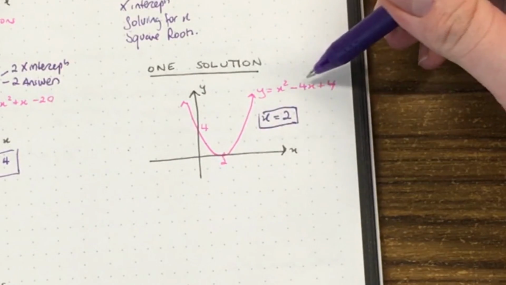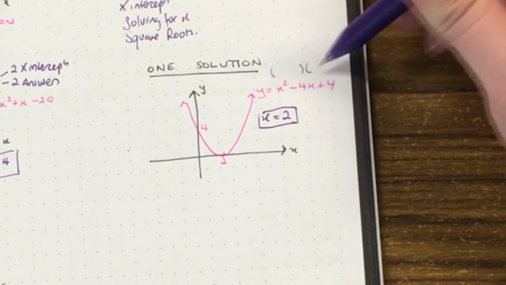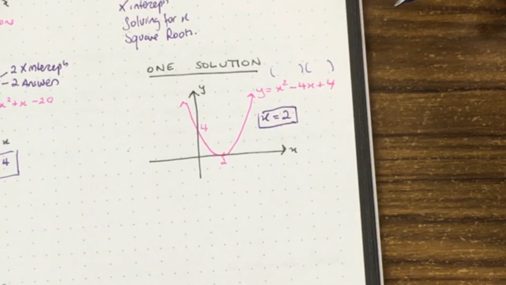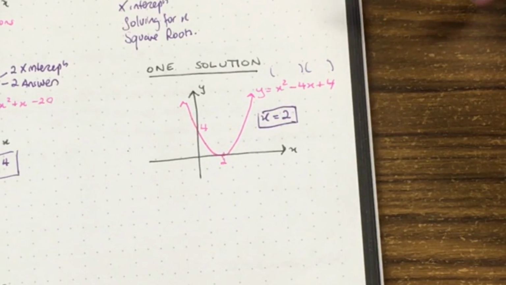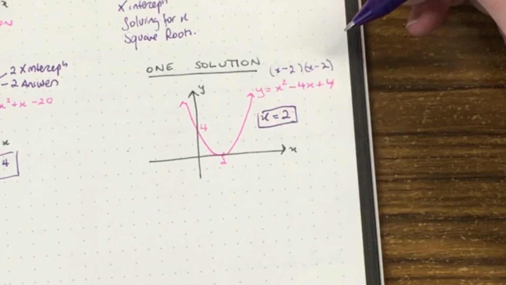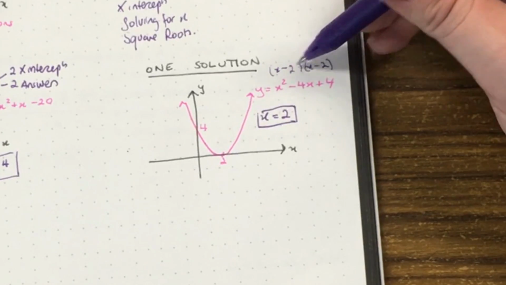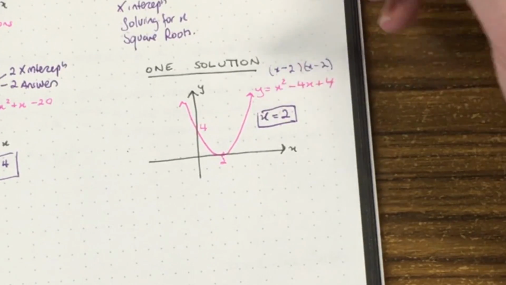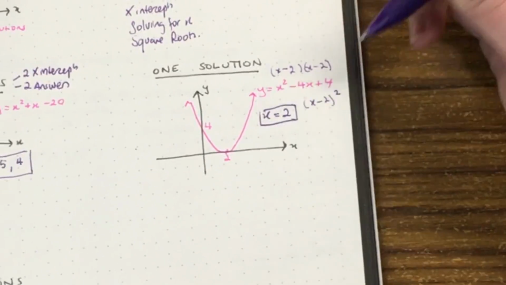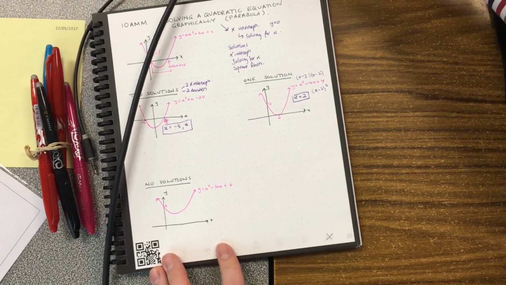And why is that? If I was to factorize, can anyone factorize what this one would be? What would be x squared minus 4x plus 4 in brackets? X minus 2, x minus 2. Because -2 times -2 is +4. -2 plus -2 is -4. And so that would be the same as saying x minus 2 squared. So there is only going to be 1 solution.